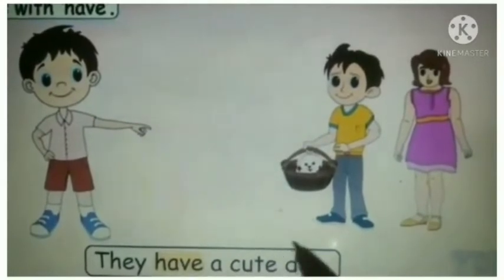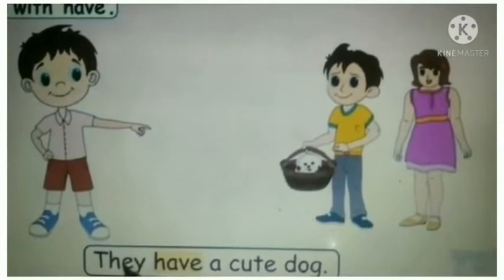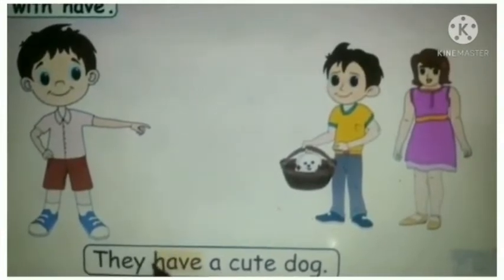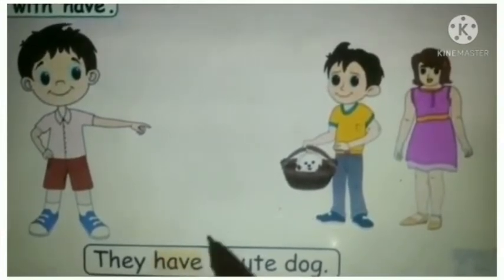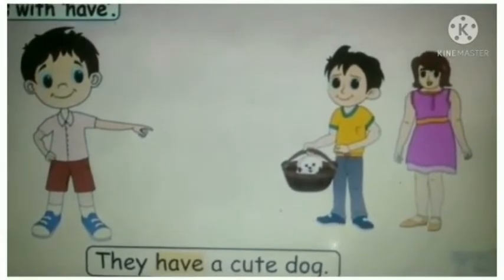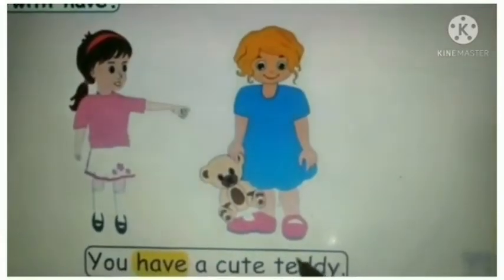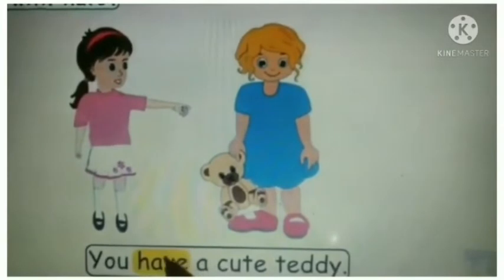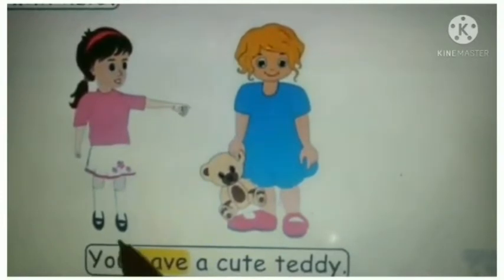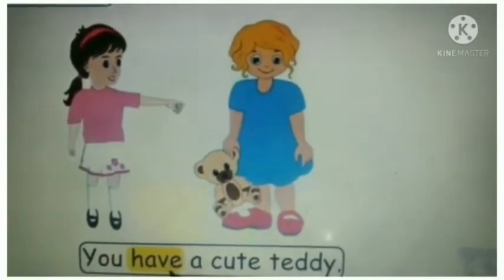They have a cute dog. Now in this sentence, the plural pronoun they tells us that we're talking about more than one person. So the helping verb used here is have. You have a cute teddy. Again, in this sentence, we are using which pronoun? You. It's a singular pronoun, but again, as an exception, it is used along with the helping verb have.